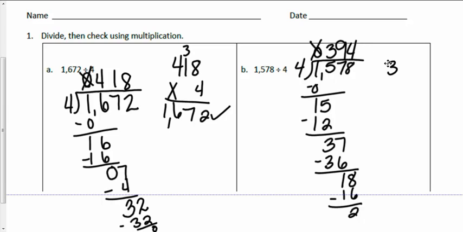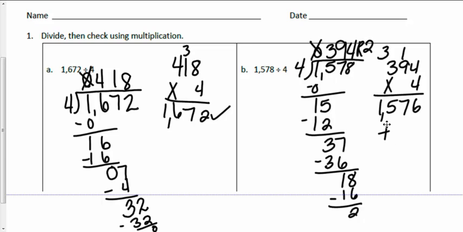I'm going to check that. 394 times 4. 4 times 4 is 16. 9 times 4 is 36, plus 1 is 37. 3 times 4 is 12, plus 3 is 15. I get 1,576. Oops, I forgot to put my remainder 2 up here. I have to add my remainder 2, which gives me 1,578. So my answer does check.